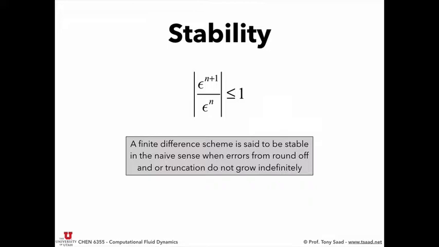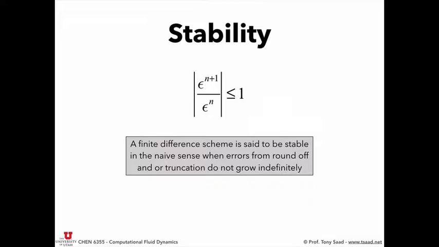So the condition for stability is that the new value of that error, epsilon n plus 1, over the old value, epsilon n, is bounded, less than or equal to 1. At worst, it will be equal to epsilon n, for an error or a signal. But even better, we want it to decay in time, because you don't want that to pollute your solution.